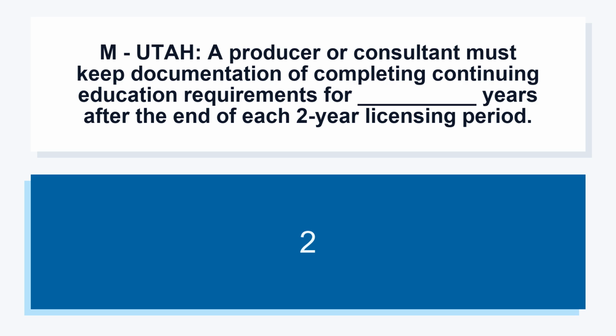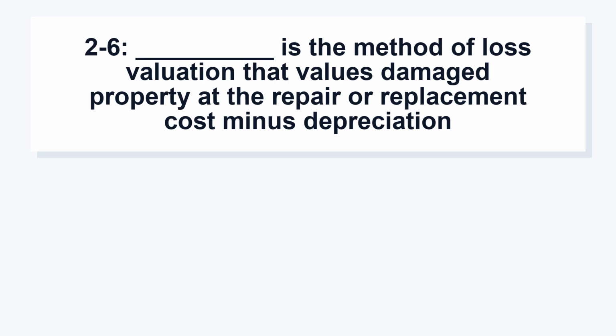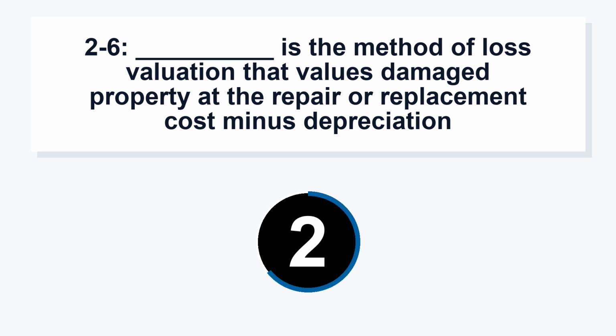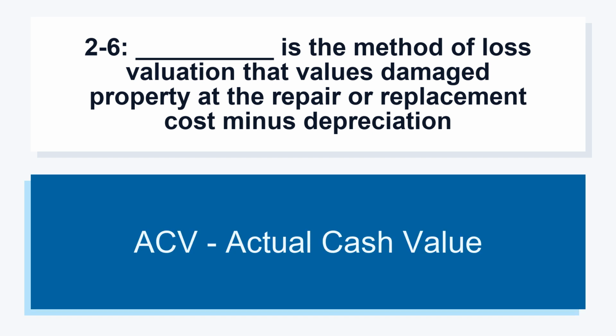2 to 6 is the method of loss valuation that values damaged property at the repair or replacement cost minus depreciation. ACV, actual cash value.